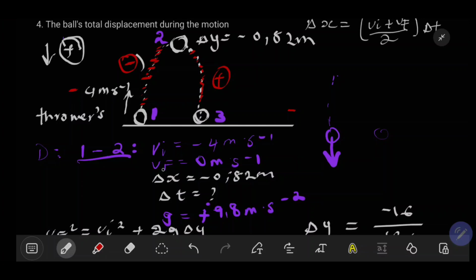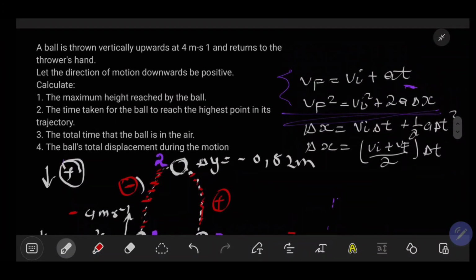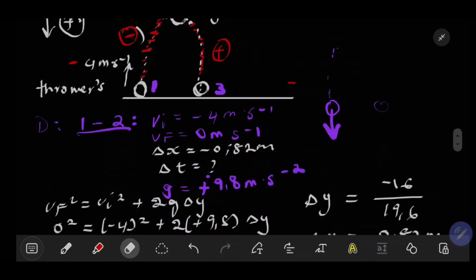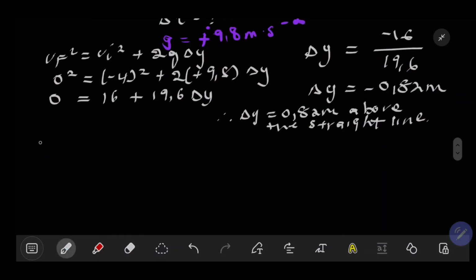To get the change in time for this motion, we can check the formulas here. From these formulas, we can use the first formula, because we have v final and v initial, and our constant, and we're looking for the time. The second formula won't work because it doesn't have the quantity of time. The third formula can work, and the fourth formula can work, but the simplest one is the first formula here.